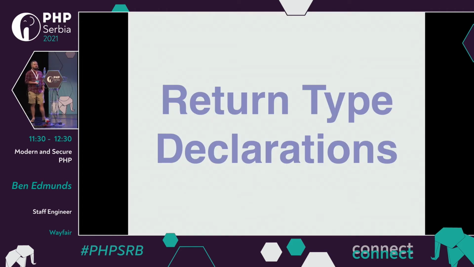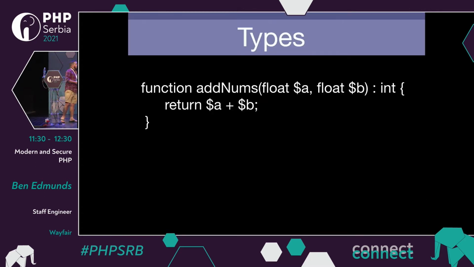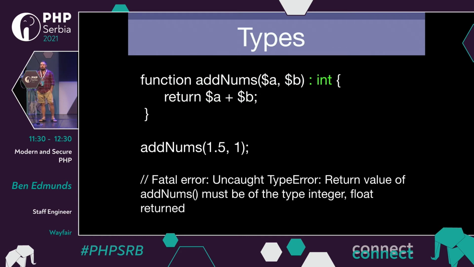Return types, basically the same idea, but for what you return, were added in PHP 7. So we just have this colon and then the type at the end of the function definition, and that's going to make sure that what we return matches the type we expect. It looks like that. If you return a type that's not what you expect, so let's say we let floats into this function, but we only let ints out, we're going to get a fatal error here because we tried to return a float back from the function.